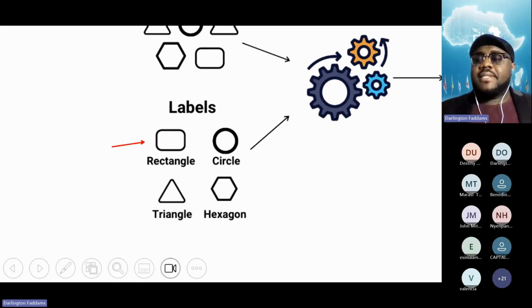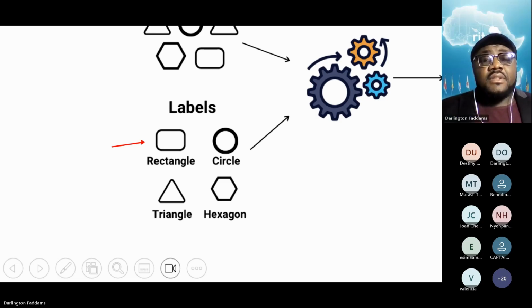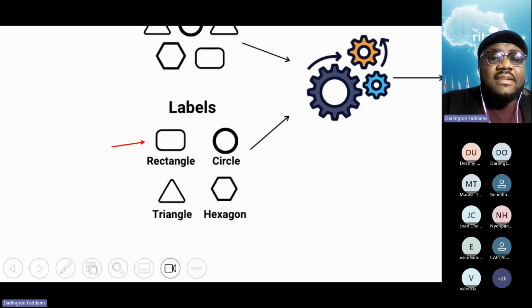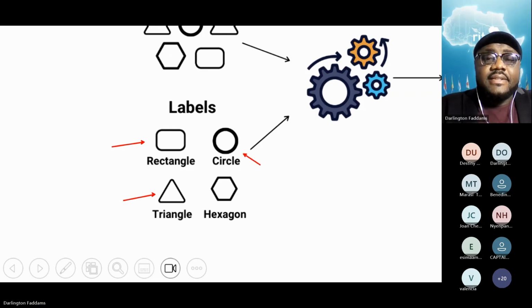Let me tell you about this machine learning model. When you build a model at first, it's just like a baby. You have to start teaching it little by little. So you tell the model that this shape, look at it carefully, is called rectangle. This shape is called triangle. This shape is called circle. This shape is called hexagon.